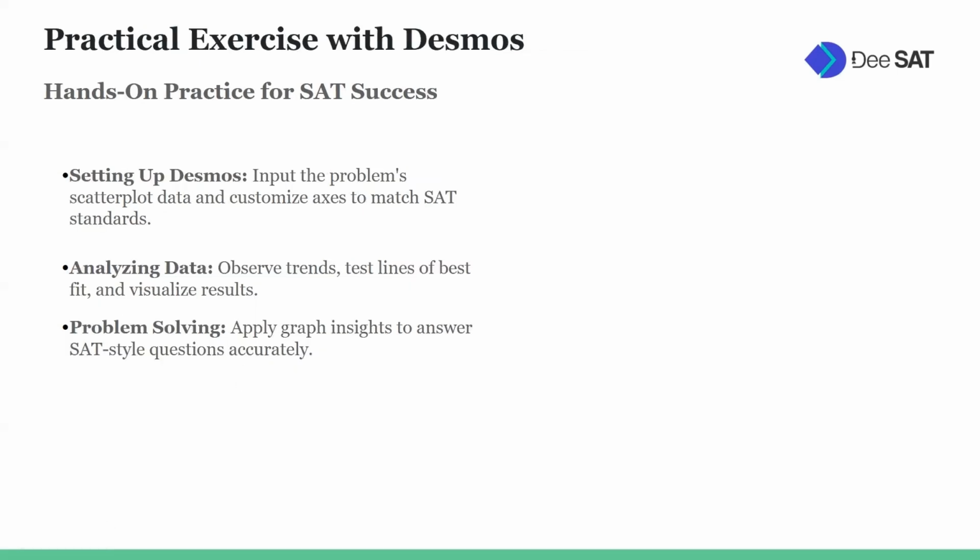Practical exercises with Desmos. Let's talk about using Desmos practically for SAT success. Input the data, that is your step one. Enter the scatter plot data into Desmos, making sure the axes are set up correctly for the SAT question. Analyze the trends, look for patterns, and test lines of best fit. Apply insights, that will be step three. Use the graph to solve SAT style questions. During practice, always think of these graphs as tools that help you quickly analyze data and pick the best answer.